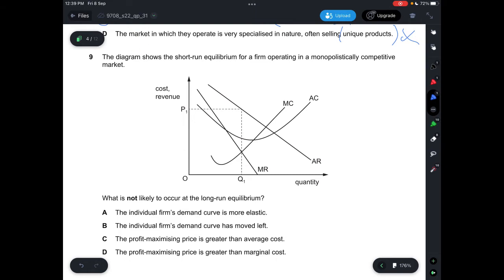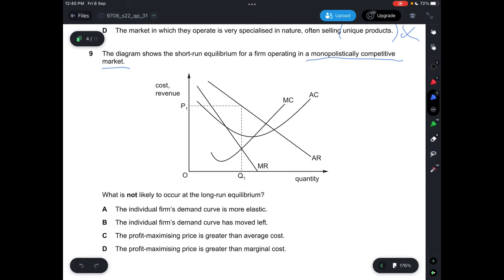Question 9, the diagram shows the short-run equilibrium for a firm operating in a monopolistically competitive market. What is not likely to occur at the long-run equilibrium? Okay, in a monopolistic competitive market, which also means monopolistic competition, in the long run, people will only earn a normal profit. You realize that your AC curve is above P1. Actually, you will touch the AR curve, something like this. Yeah, touches here. So what is not likely to occur at the long run equilibrium?